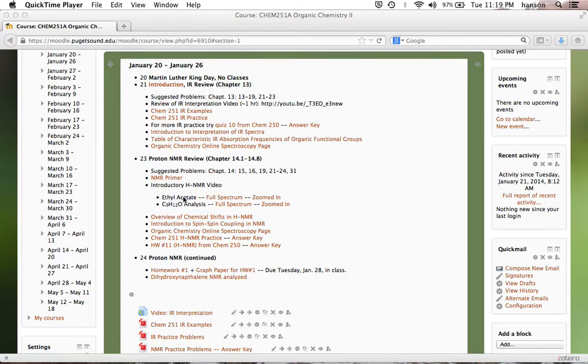What we're going to do today is focus on this introductory proton NMR video, which you're watching right now, and I've put on there the spectra that we'll be looking at: this ethyl acetate spectrum, both the full spectrum and the zoomed in. You might want to load those and print them out in case the screen resolution isn't so good on the video. And then there's another spectrum of this compound with the formula C9H12O. Again, there's a full spectrum and a zoomed in one of those. So if you want to pause the video and download those or print them out, it might be helpful for following along.